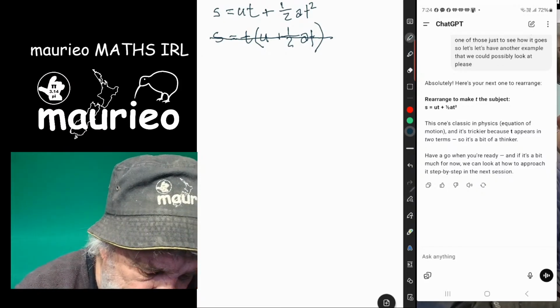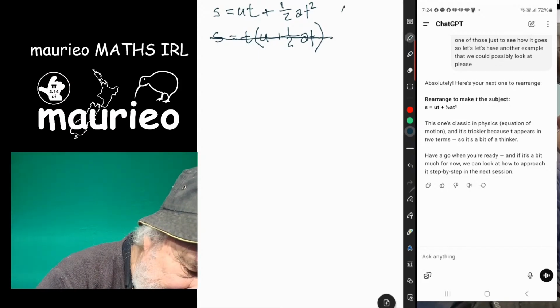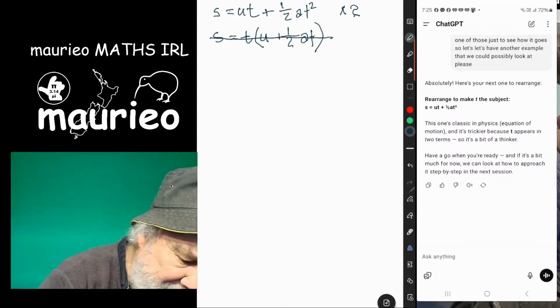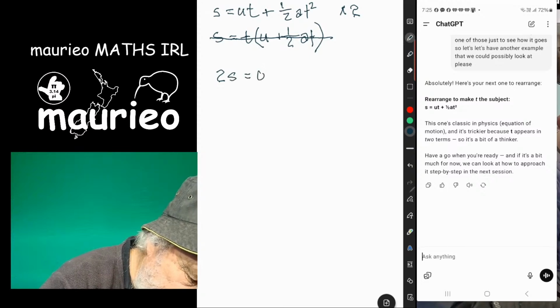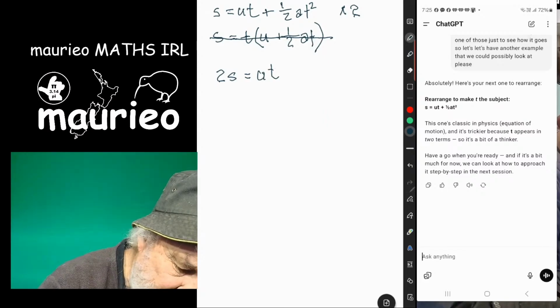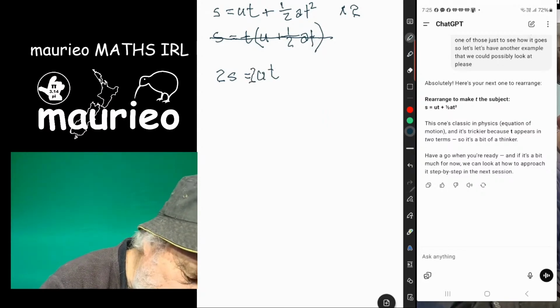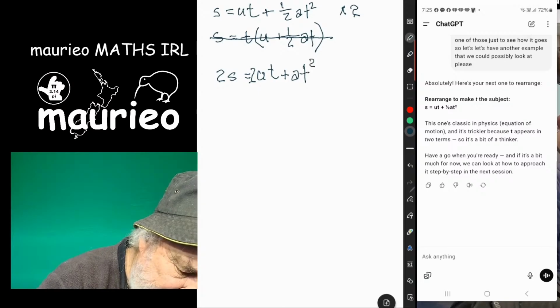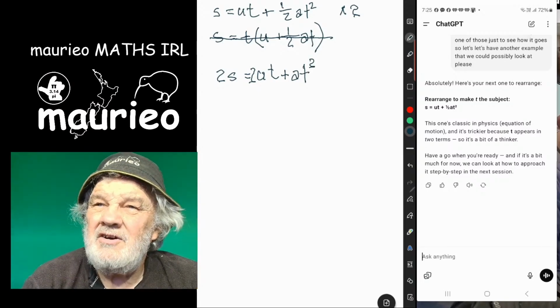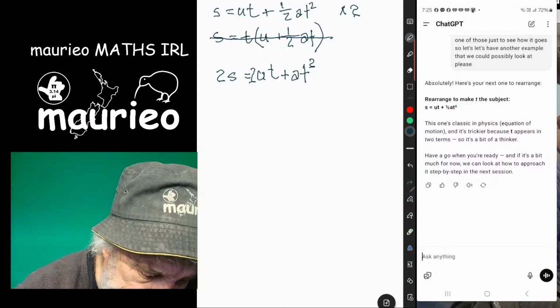And one of the first things I'll do is I'll multiply by 2, and that'll get rid of the half, the fraction. So I'll get 2s equals ut, plus at squared. And that's squared, that's moving ahead quite quickly. Right.